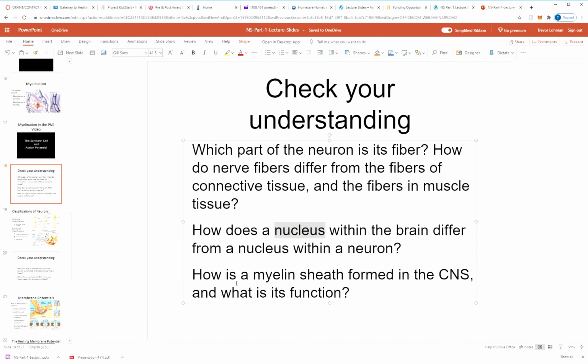And I'm pretty sure we know the answer to this one. How is a myelin sheath formed in the central nervous system? It's formed by oligodendrocytes wrapping their processes around the axon, and its function is to increase action potential propagation speed. We're going to talk about why that is 2 chapters from now, I believe. Yep.